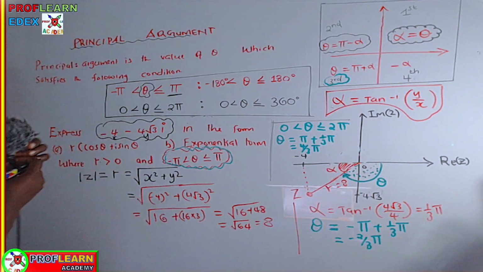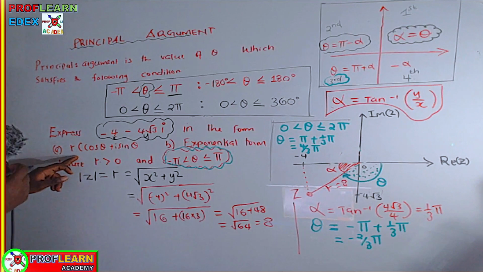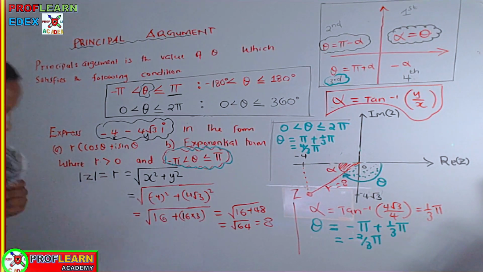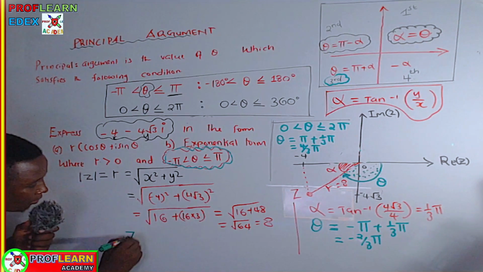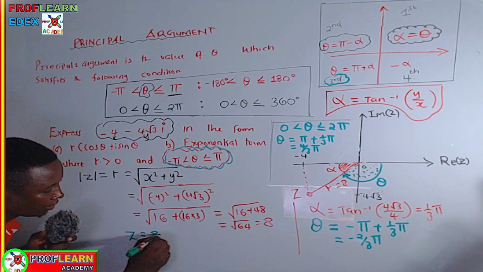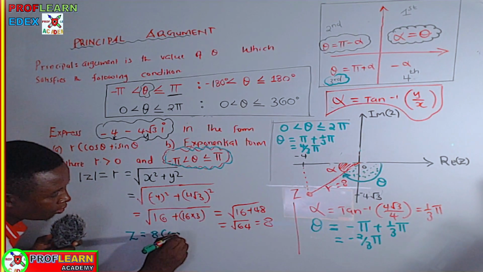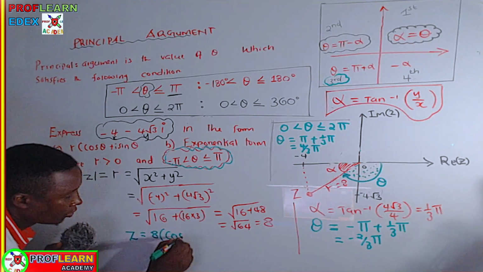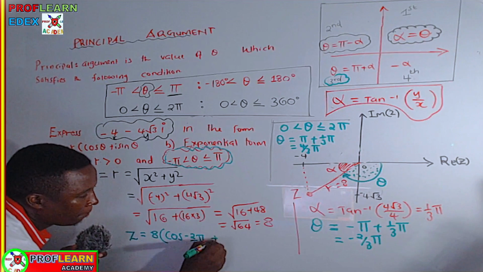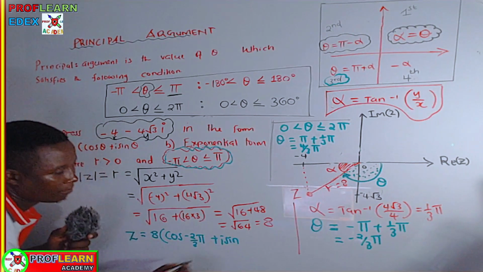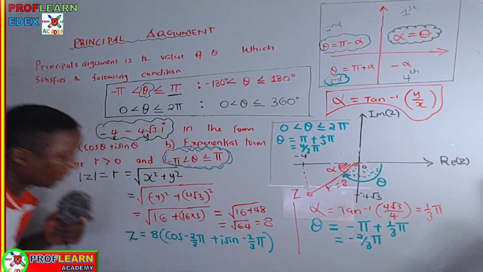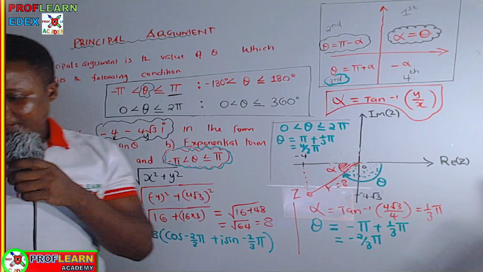So in the event that you are told to give this value in terms of r cos theta plus i sin theta, it means that in this form, our complex number is going to be, r is actually 8, into cos negative 2 over 3 pi plus i sine negative 2 over 3 pi as the answer in that case.